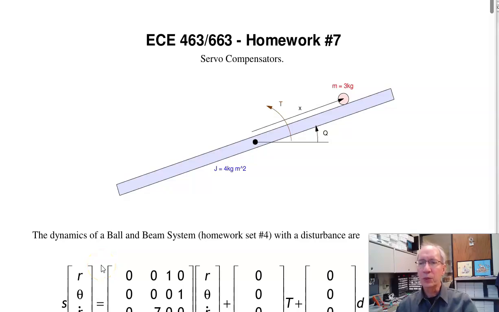Here are solutions to homework set number 7 for ECE 463-663 Modern Control. This homework set looks at servo compensators. Now the first problem is, given a ball and beam system, I've got a beam with a torque on it, got a ball rolling on it back and forth. Find the torque on the beam to force the ball to go to a certain set point.